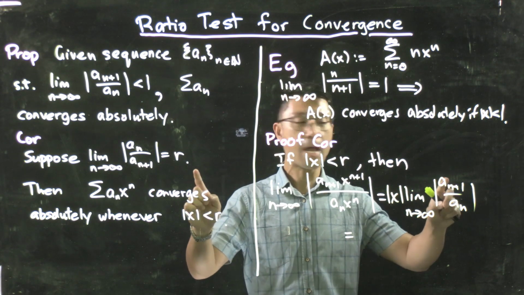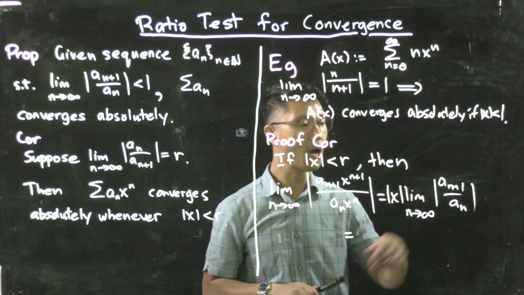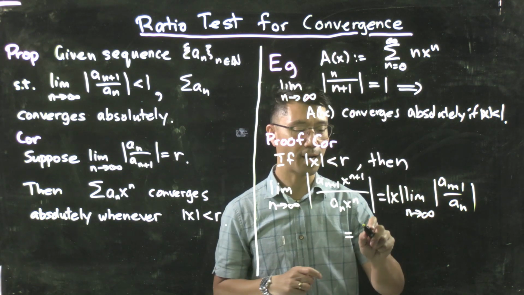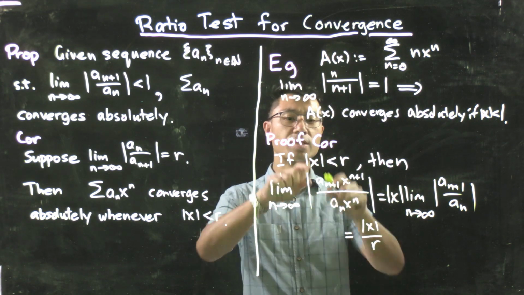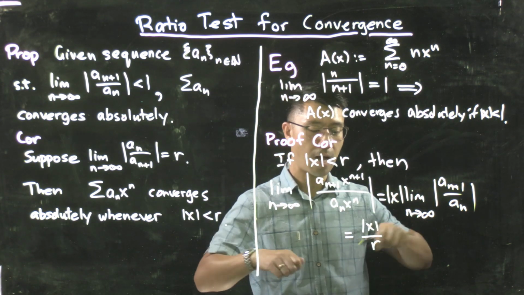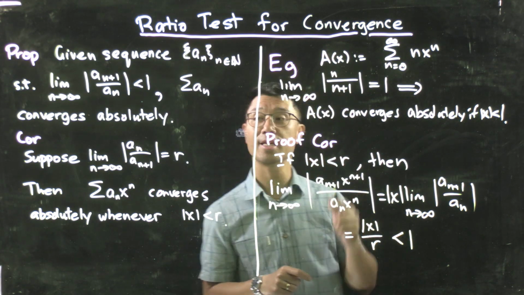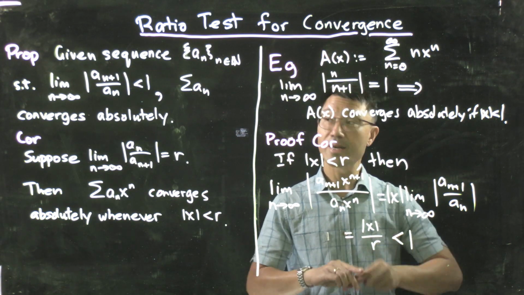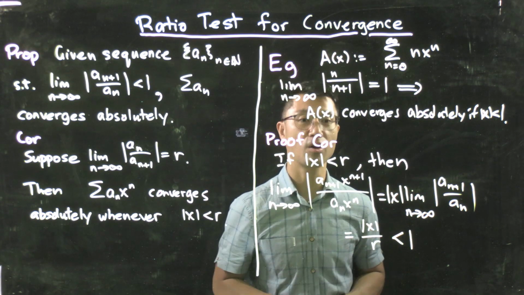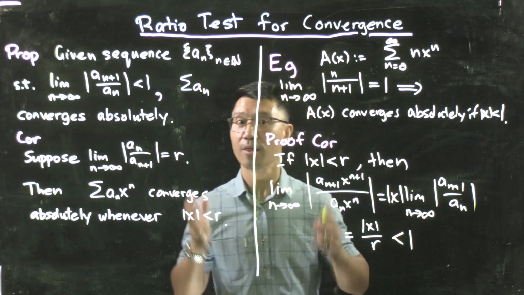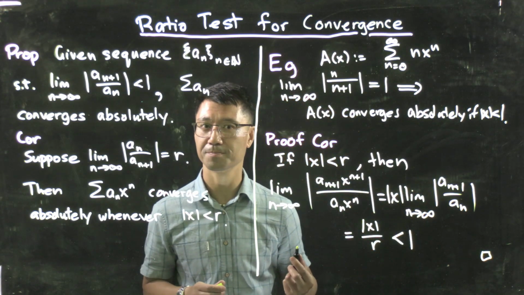Well, here we're going to assume that the limit of a_n over a_{n+1} is equal to r. So the limit of this is going to be 1 on r. So this is just the absolute value of x divided by r. And we said that this absolute value of x is less than r. So that means that this ratio here has to be less than 1. And then now we can apply this. This ratio here is less than 1, so it does converge absolutely. And that gives you the proposition. And we are done with the proof of the corollary.